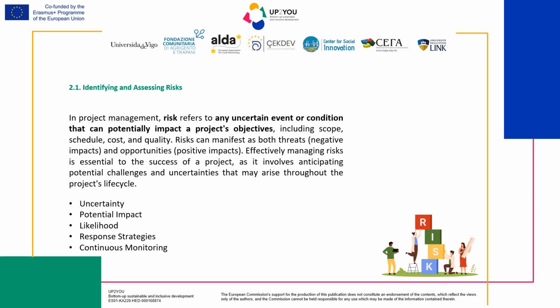Let's break down the main components of risk. Uncertainty. Risk is inherently tied to uncertainty. It's about events or conditions that may or may not happen and how they could affect the project. Potential impact. This refers to the possible effects on the project if the risk materializes. The impact could be minor or significant, influencing how the project progresses or its final result.